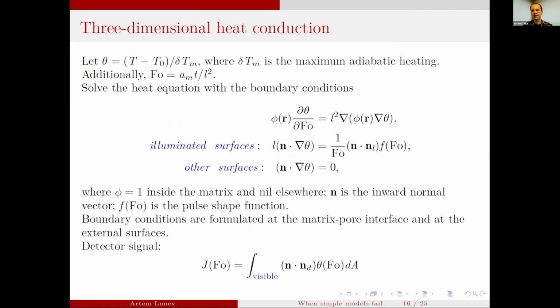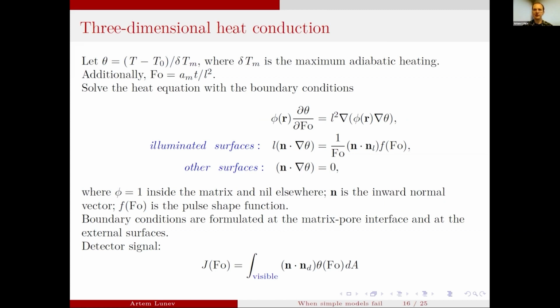So later we used the heat problem statement, which is shown on this slide. This is a simple three-dimensional heat problem, but the only interesting thing here is that the boundary conditions are given both at the illuminated surfaces, where a rectangular pulse shape is assumed, and at other surfaces which are not illuminated, so they're not visible, the boundary conditions are just adiabatic.